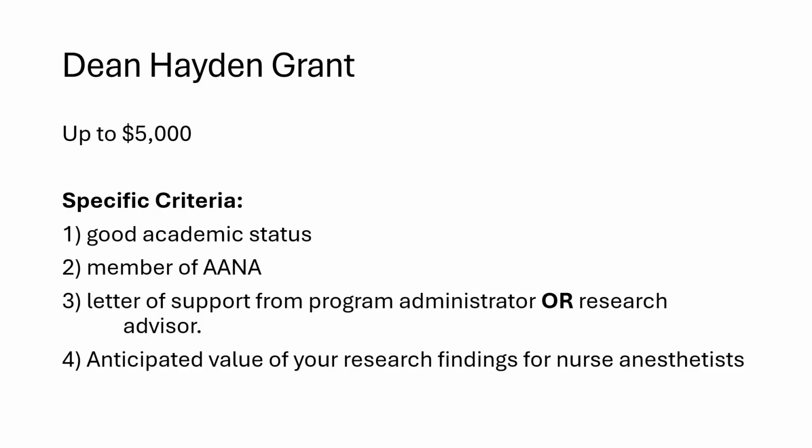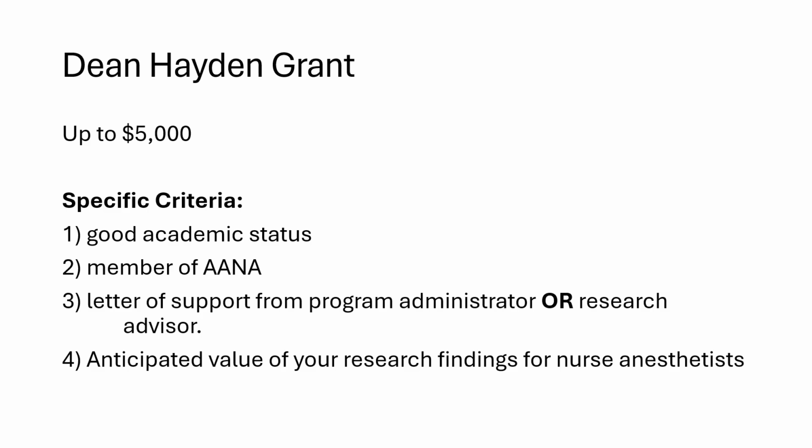So the Dean Hayden Resident Research and Evidence-Based Practice Grant is awarded up to a total of $5,000, and it's open to AANA resident members meeting the following criteria: that you must be in good standing academically with your school, and to prove this, you'll need to include a letter of support that must be completed by either your program administrator or whoever your research advisor happens to be. CRNAs are not eligible for this grant.